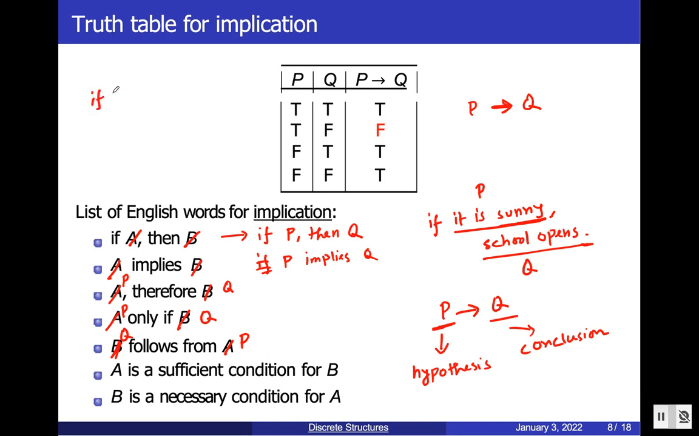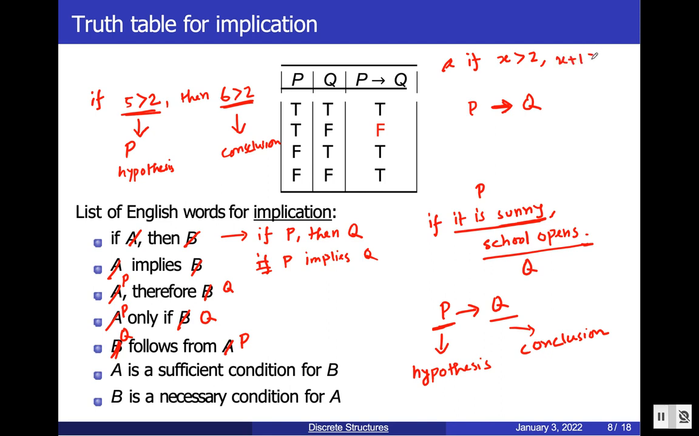Some other example, let's see, if 5 is greater than 2, then 6 is greater than 2. 6 is greater than 5, so that's why I am giving a hypothesis like that. Say this is P and this is my hypothesis, and this is my conclusion. Or I can say, if x is greater than 2, then x plus 1 is greater than 2. Let's say x is some positive integer. So something like that.